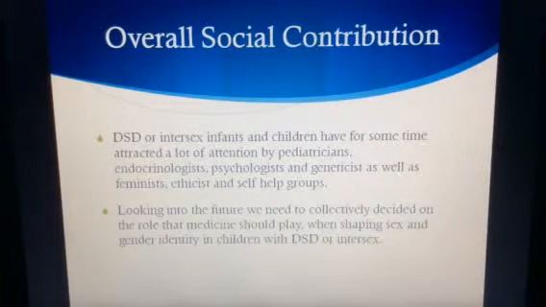The overall social contribution. DSD and intersex infants and children have for some time attracted a lot of attention from paediatricians, endocrinologists, psychologists, geneticists, feminists, ethicists, and self-help groups. Looking into the future, we need to collectively decide on the role that medicine should play when shaping sex and gender identity in children with DSD or intersex.